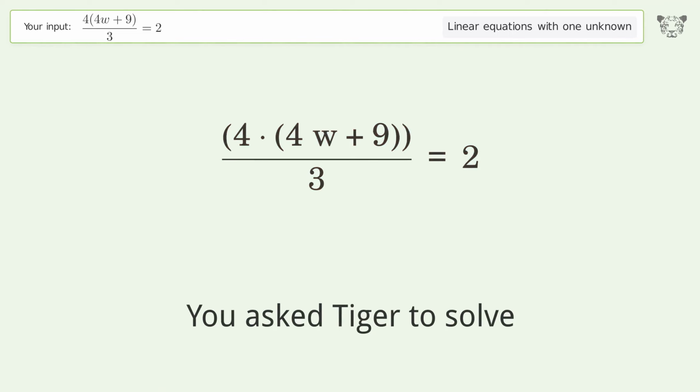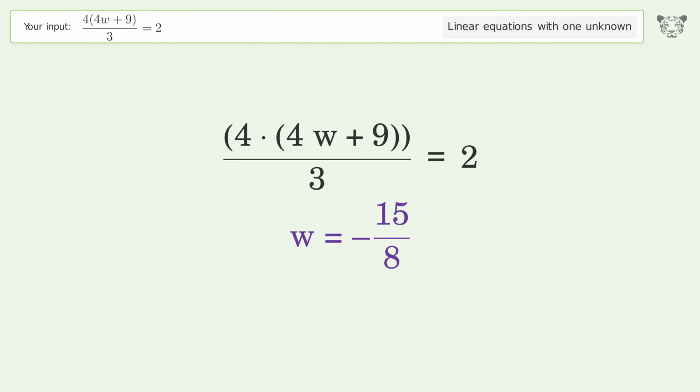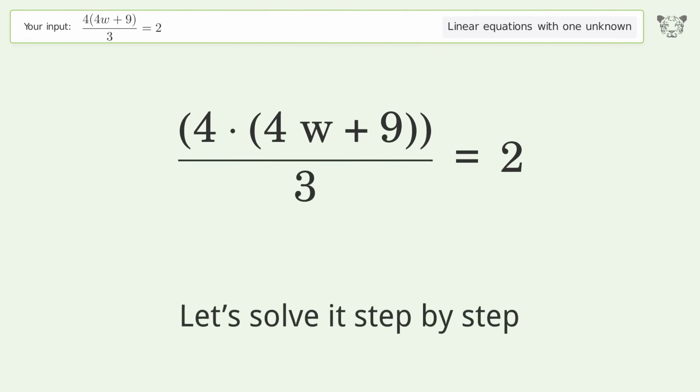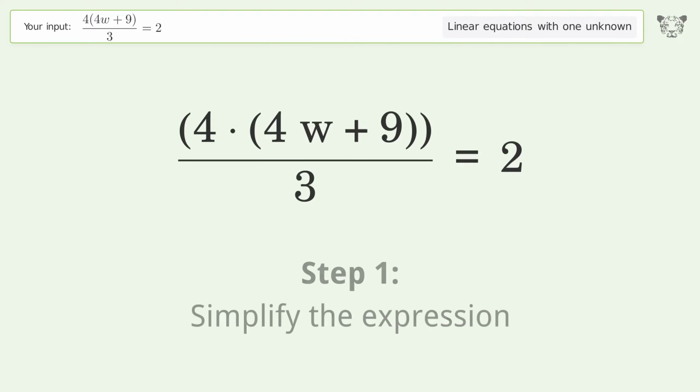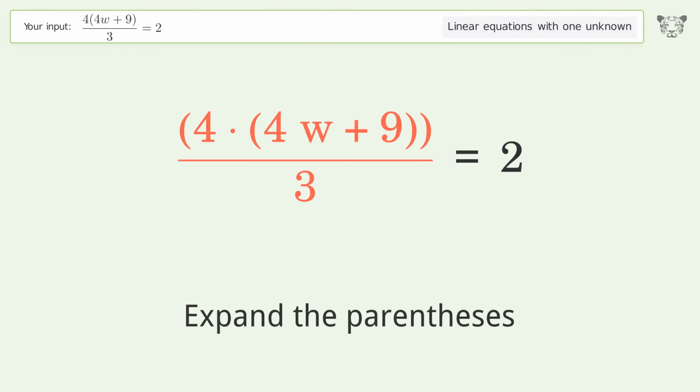You ask Tiger to solve. This deals with linear equations with one unknown. The final result is w equals -15/8. Let's solve it step by step. Simplify the expression. Expand the parentheses.